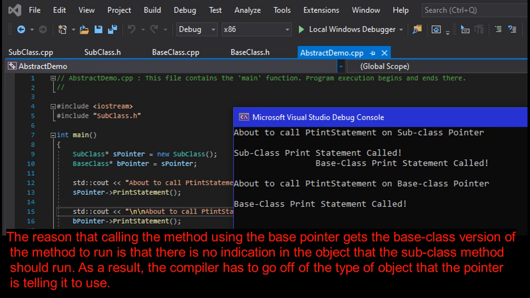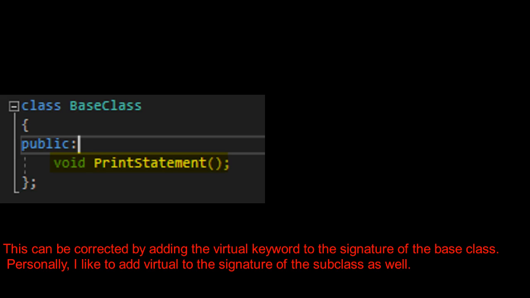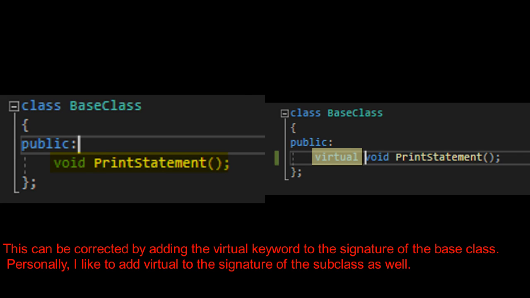The reason that calling the method using the base pointer gets the base class version of the method to run is that there is no indication in the object that the subclass method should run. As a result, the compiler has to go off of the type of object that the pointer is telling it to use. This can be corrected by adding the virtual keyword to the signature of the base class.